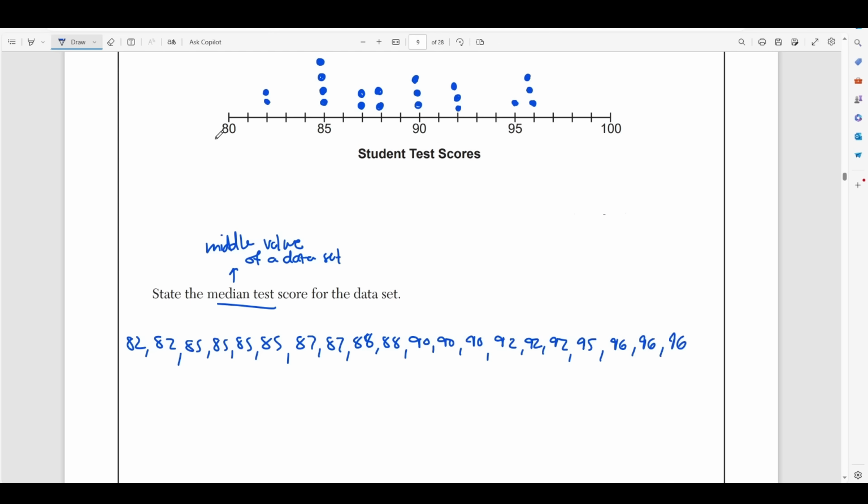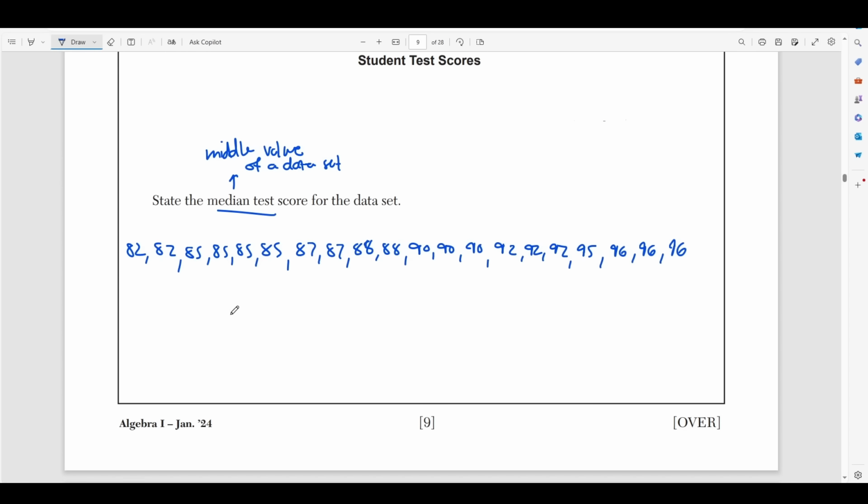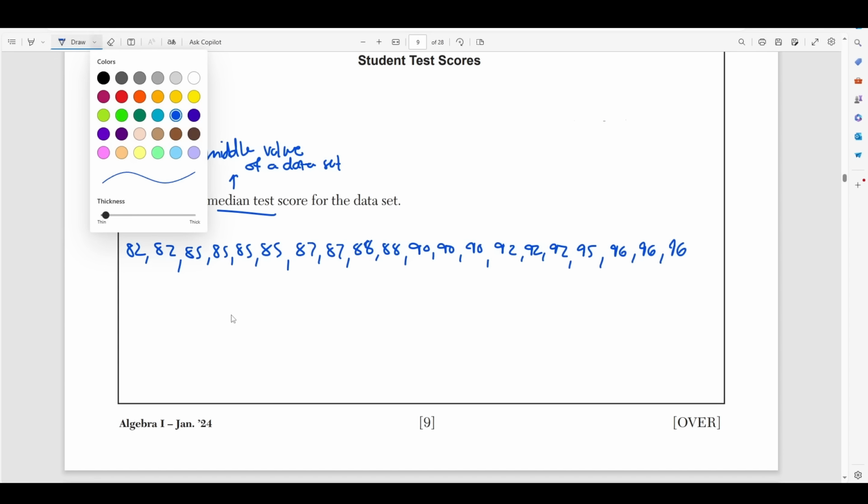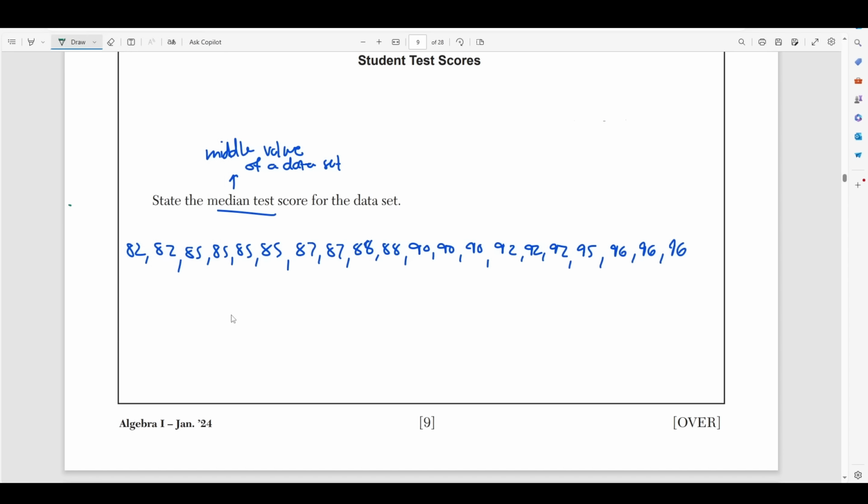Cool. So now that I have all my data in least to greatest order, I'm going to cross out an equal number of numbers on both sides until I'm left with 1 in the middle, right? So I'm going to go 1, 2, 3, and 1, 2, 3. Then I'm going to cross out another 3. 1, 2, 3, 1, 2, 3. I'm going to do it again. 1, 2, 3, 1, 2, 3.